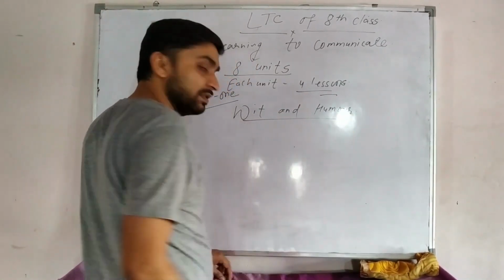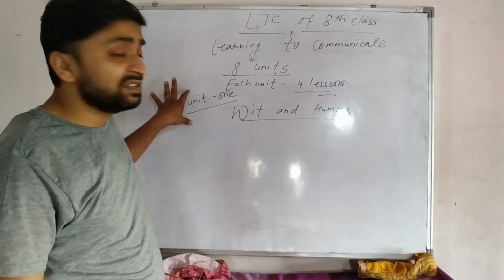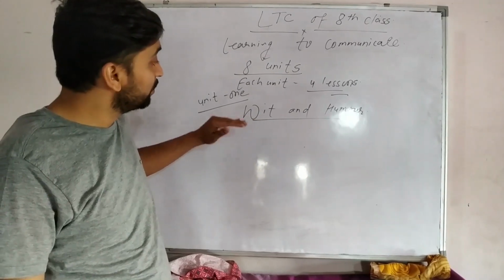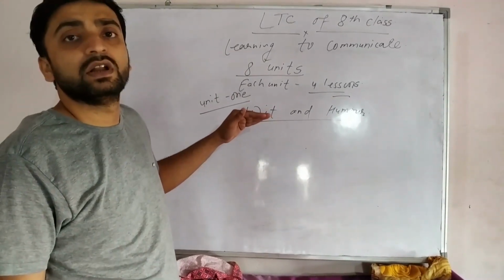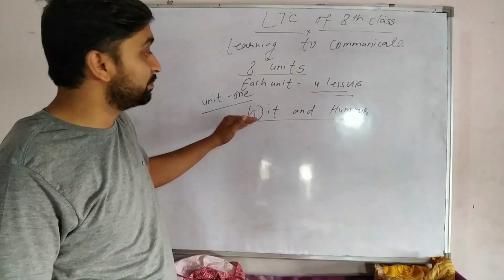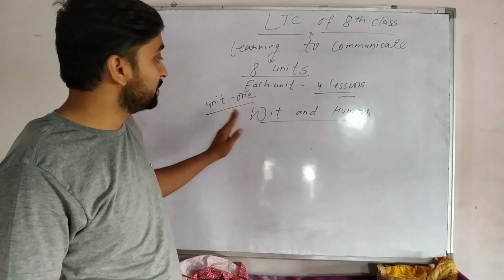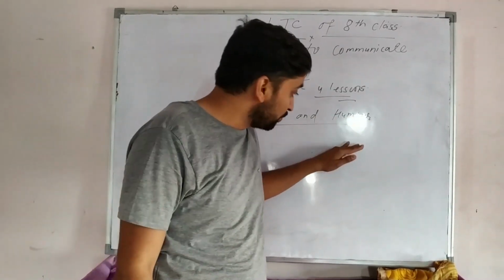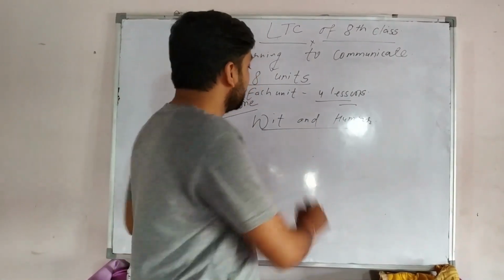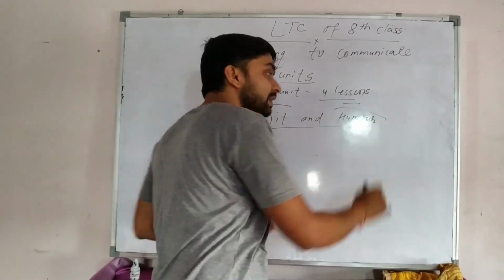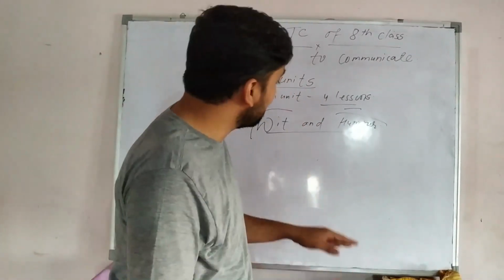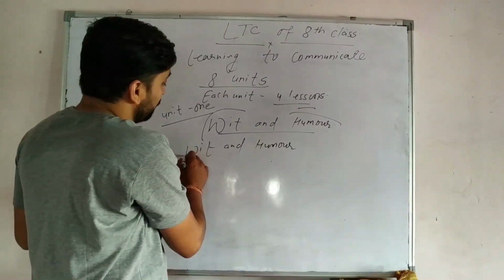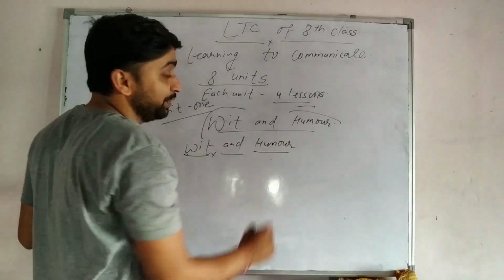One more important thing is that each unit has a main topic, and the lessons which belong to a particular unit are totally concerned with that main topic. Like unit first is Wit and Humour, and whatever lessons are here are just related to wit and humor. That's why the first thing to understand is, what do you mean by wit and humor?